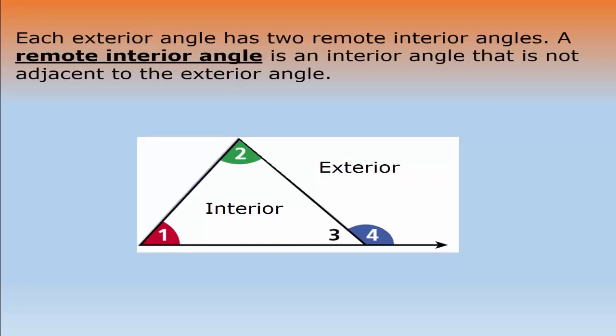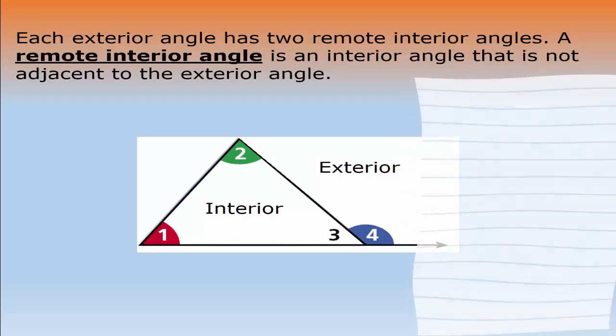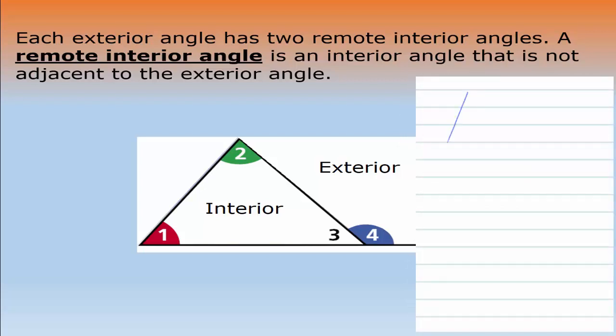Another definition that we need to know relates to exterior and interior angles. Each exterior angle has two remote interior angles. A remote interior angle is an angle that is not adjacent to the exterior angle. And so you see the image on the screen, and I'll go ahead and draw another one here for reference.